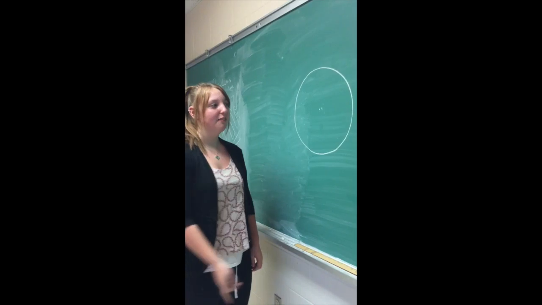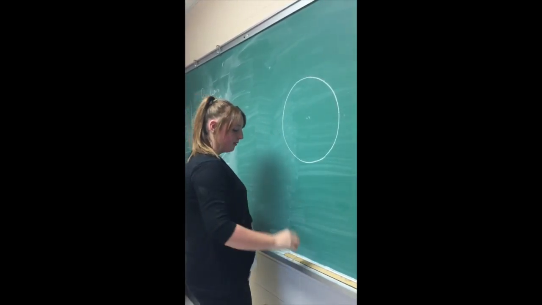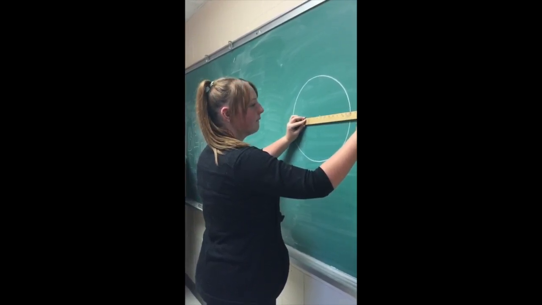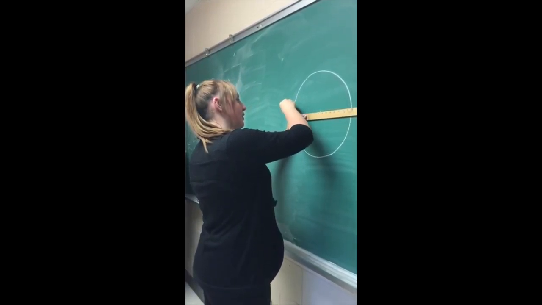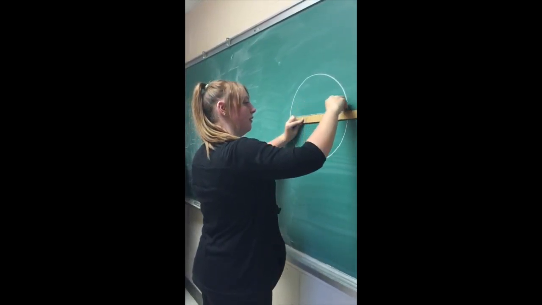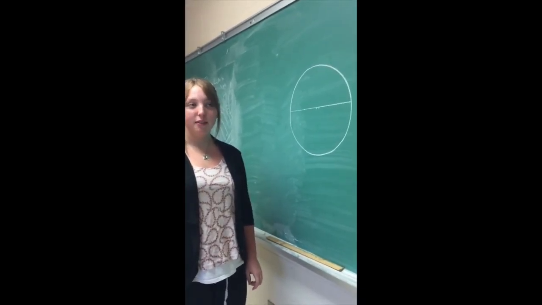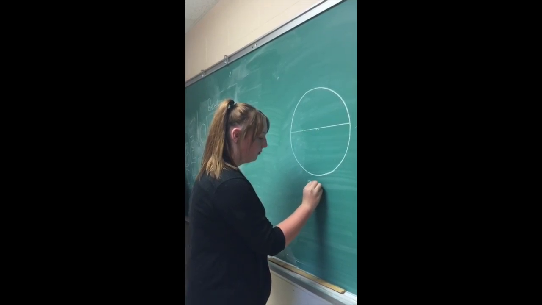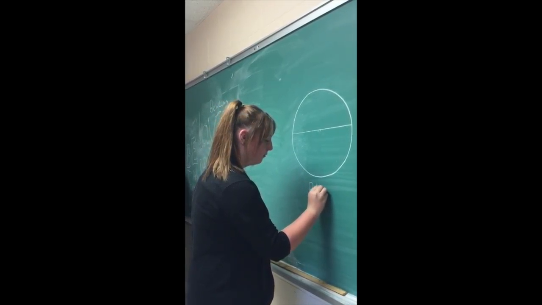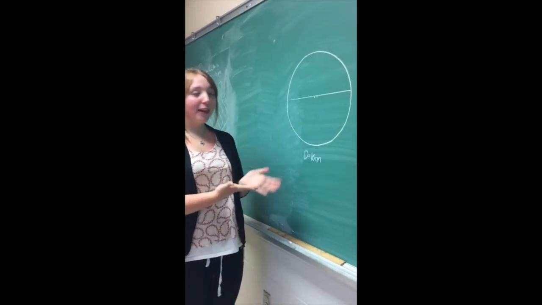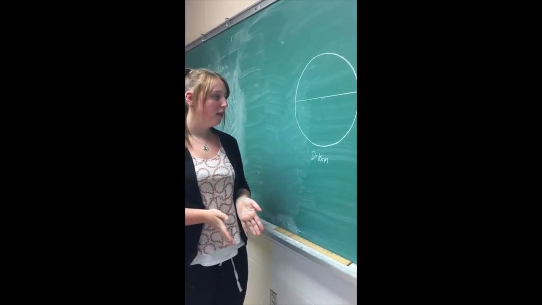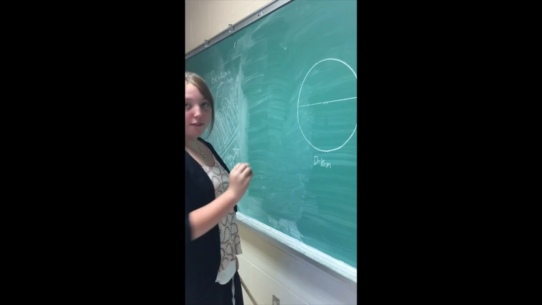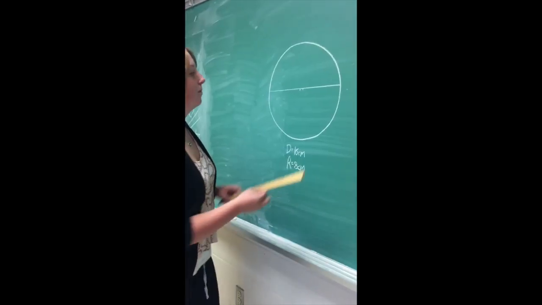To find the diameter, you measure from one side of the circle to the other. To do that, you use a ruler. It is about 16 centimeters. 16 centimeters is your diameter. So now that we have the diameter, we can easily find the radius. The radius is half the diameter. So we do 16 divided by 2, which is 8.